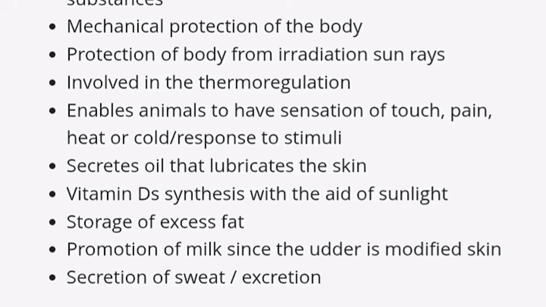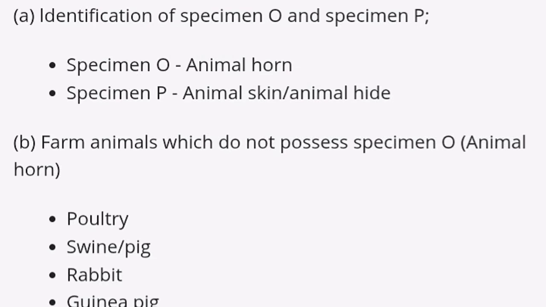Those are the features or the uses, or why they are important, of skin, goat skin or any cattle skin. So they can also get creative and ask you specimen M in combination with specimen N, which is horn. Okay, so they can combine the question and say identify specimens M and N together. It says specimen M is goat skin.